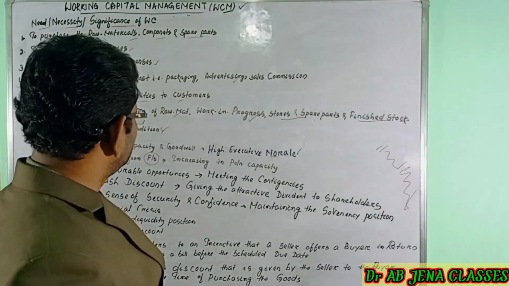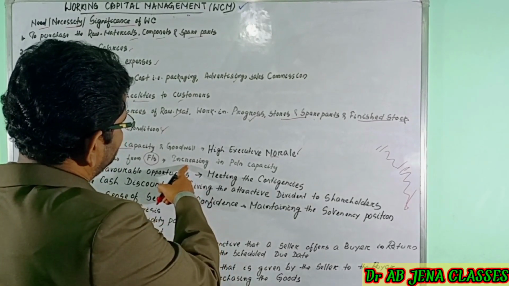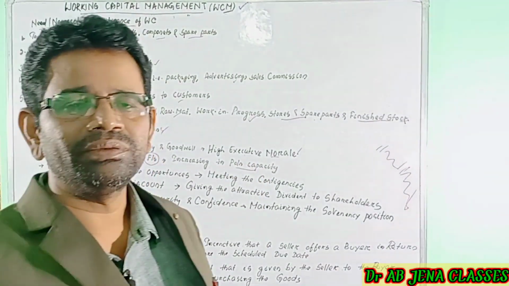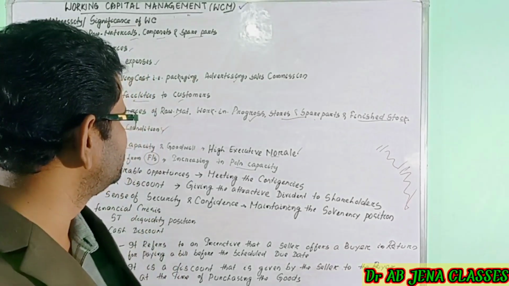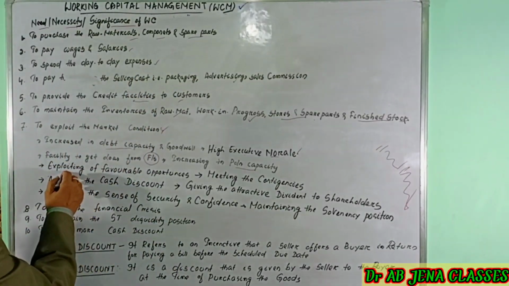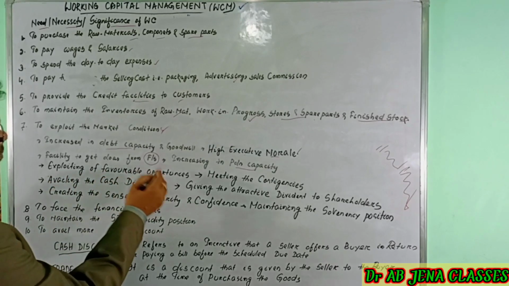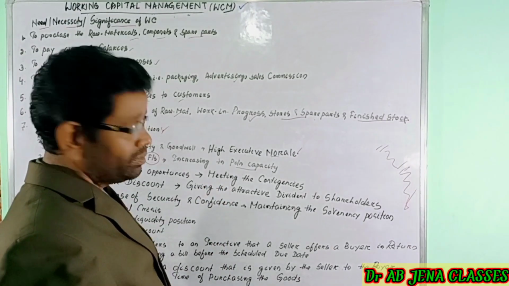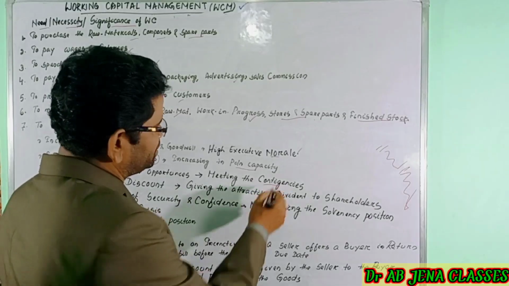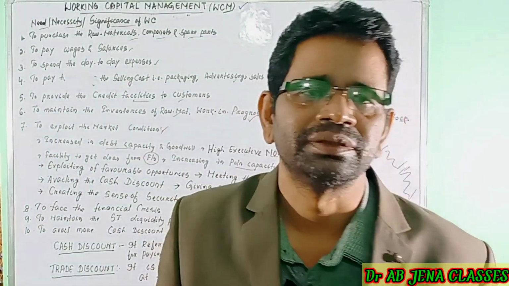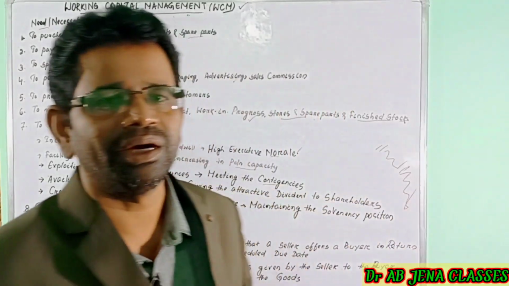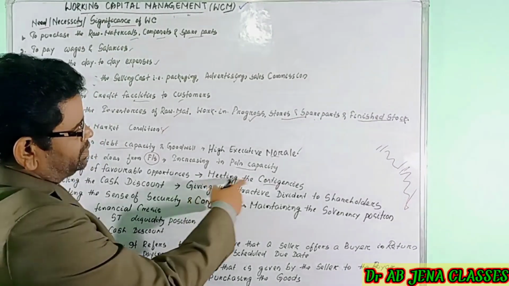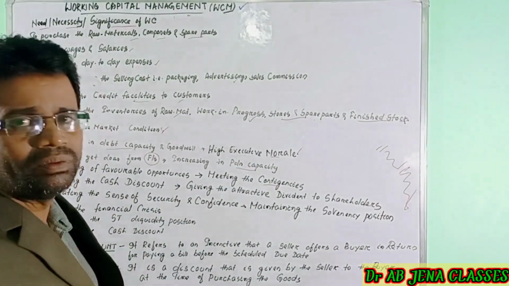Also working capital will be helpful to increase the production capacity. That means that your business will not face any type of problem with regard to the production. Next, the working capital also will be helpful to exploit the favorable opportunities. Again, working capital will also be helpful to meet the contingency. Contingency means the problem that the business environment may influence. If you have sufficient working capital, you can meet the contingency through the working capital.